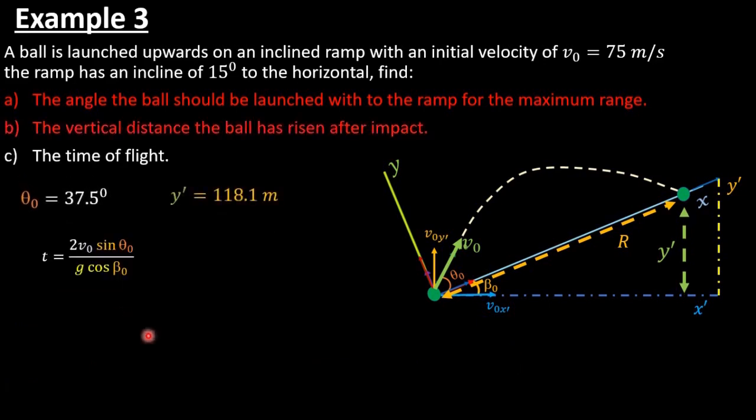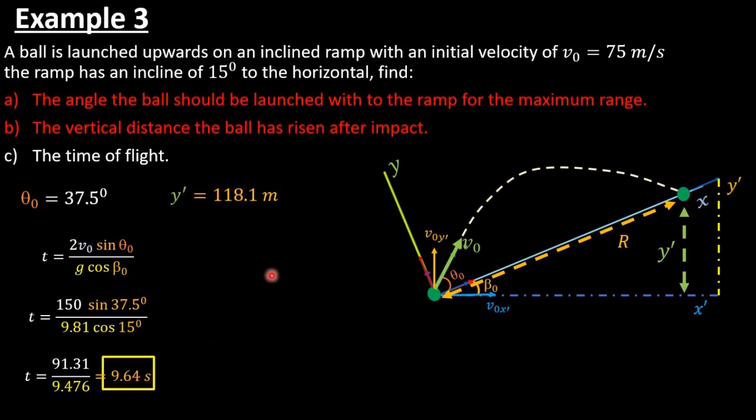So now we want to find time. So if you remember, this was the equation we got for the flight time when being launched up the incline. So again, substitute our numbers in. So we knew theta was 37.5 degrees from the previous question. We knew beta was 15 degrees, which was given to us here. And we knew v sub 0 was 75 meters per second. So if you multiply that by 2, you'll get 150. Simplify all that down. Okay, so the top there is 91.31 over 9.476, which will give us 9.64 seconds. Okay, and that's our answer for part C.